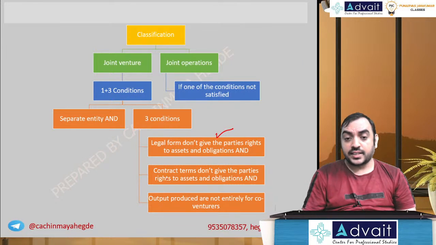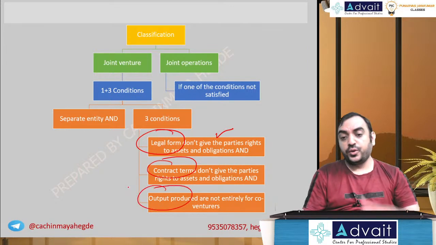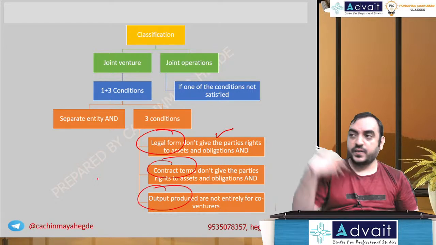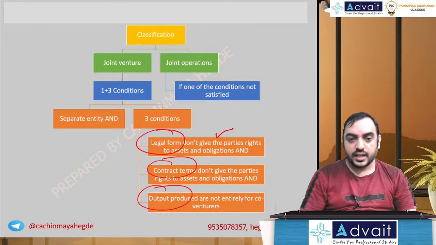Legal form should not give the parties rights to assets and obligations. Then the contractual terms should not give them those rights either. One is legal form, the other is contractual terms, and the third is output produced not entirely for the co-venturers; it is for outside people also. So look at these three conditions. I think that is what even the institute would have said in the answer.